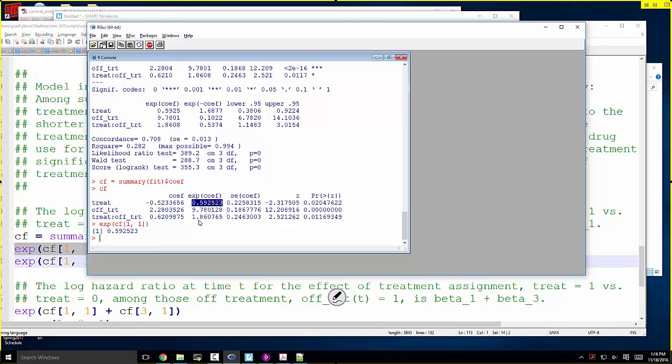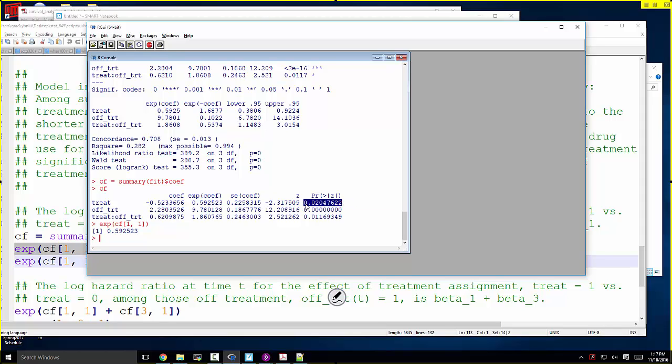My estimated hazard ratio comparing long to short among those who are still under treatment is 0.59. That's less than 1, which indicates that the longer treatment regimen is better for you, or protective. The longer treatment regimen has a lower hazard than the shorter treatment regimen, at least among people who are currently in their treatment. And that's statistically significant, 0.02.